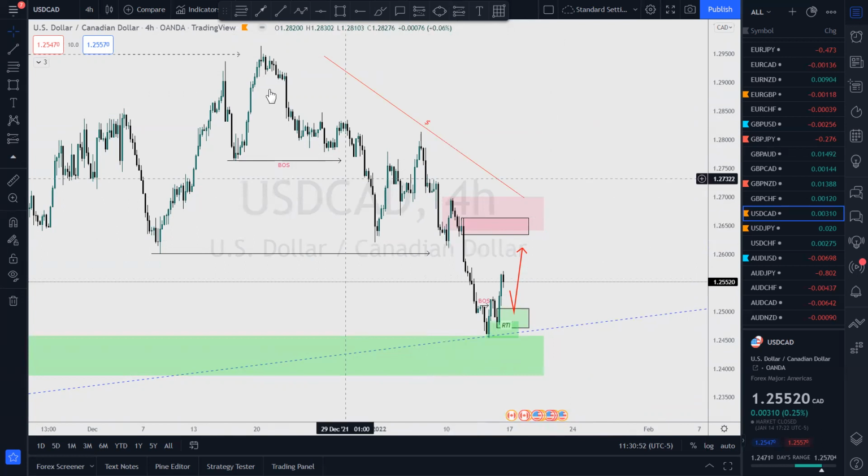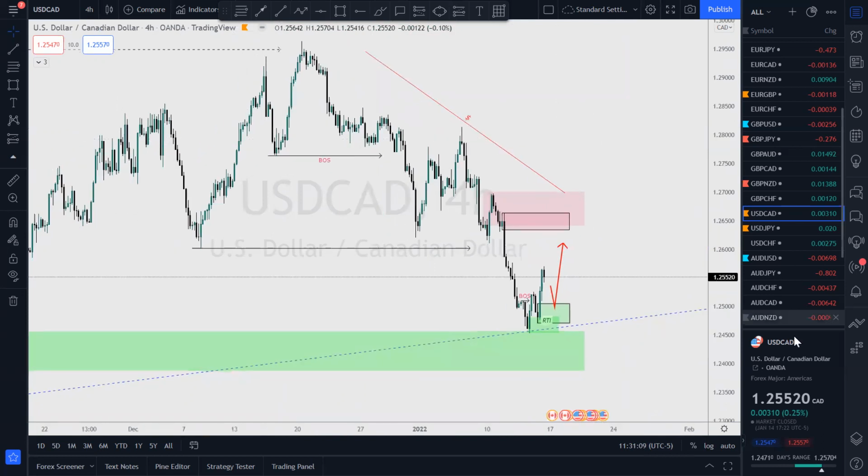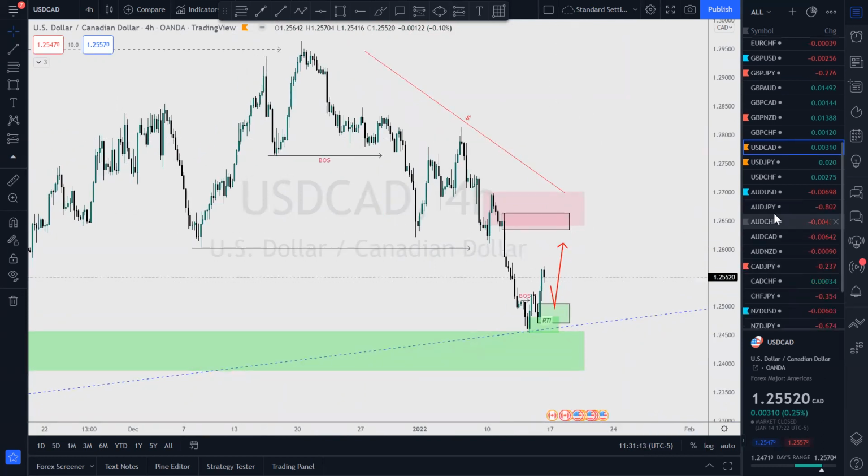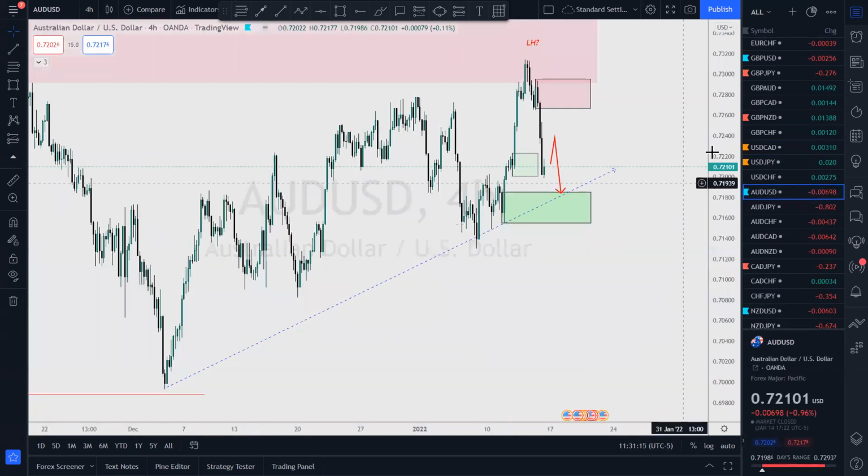After price made this move down, it swept these lows for internal liquidity. All right. Now we're on the other side of it. You understand? Okay. Anyway, let's move on. So this is what I'm looking for, the USDCAD. The next pair is Aussie USD.